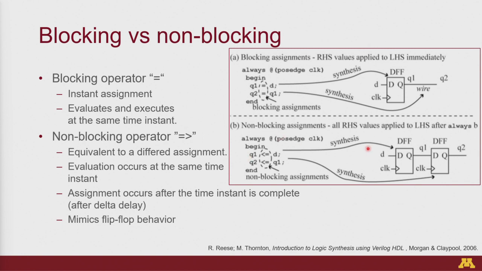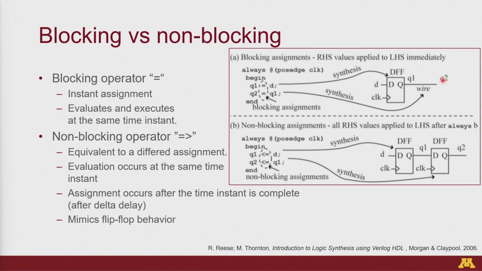The differences that come about you can actually see in this small snippet over here. For example, in this case, if we are doing a blocking operator, it captures the value of Q1 on the positive edge of a clock, which you can imagine is a D flip-flop over here, right? But because you're saying Q2 is equal to Q1, and Q1 has got the value of D, now Q2 will get the value of Q1. So the way you think of it is that it just becomes a direct wire connection.